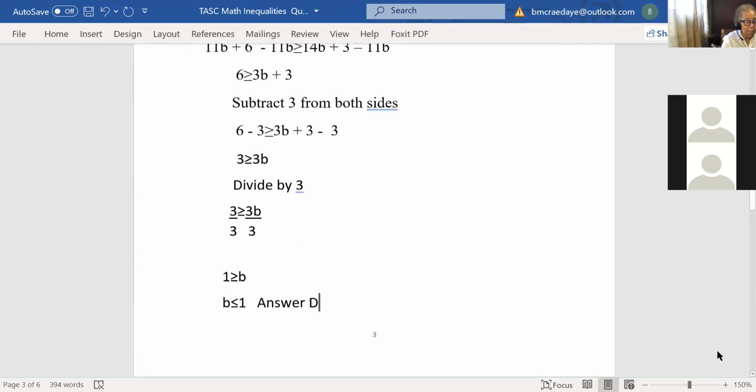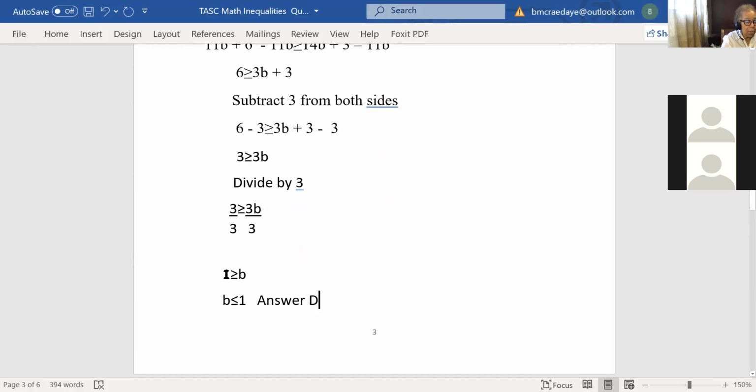But I want you to remember now, when you switch the entity on the left side of the inequality with the one on the right side, you reverse the symbols. So just remember, reverse the inequality symbol. That's key, because you're going to see that again. Reverse the inequality symbol when you switch what's on the left side of the inequality with what's on the right side.